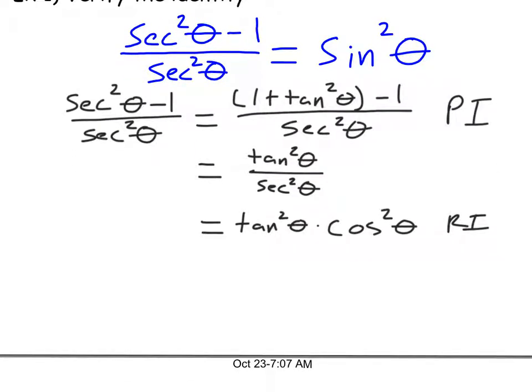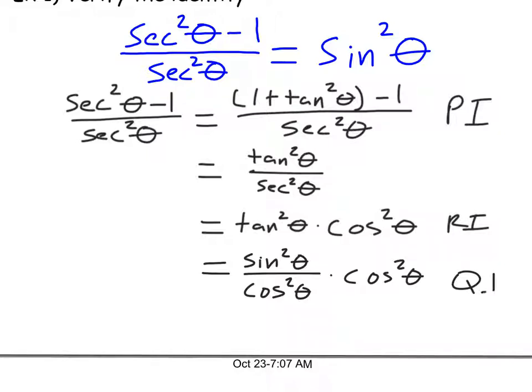I'm keeping in mind as I'm doing this where I should be headed, which is sine. We have a quotient identity that states that tangent can be rewritten as sine over cosine. I still am multiplying by cosine squared there. That was a quotient identity. The cosines cancel, and sure enough, that whole thing simplifies to sine squared.